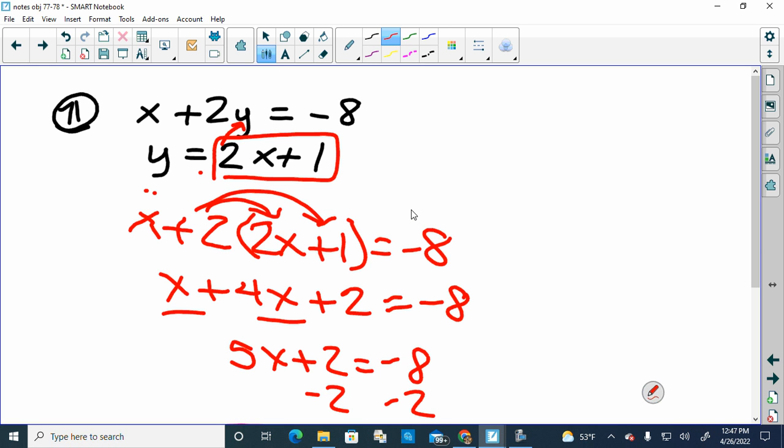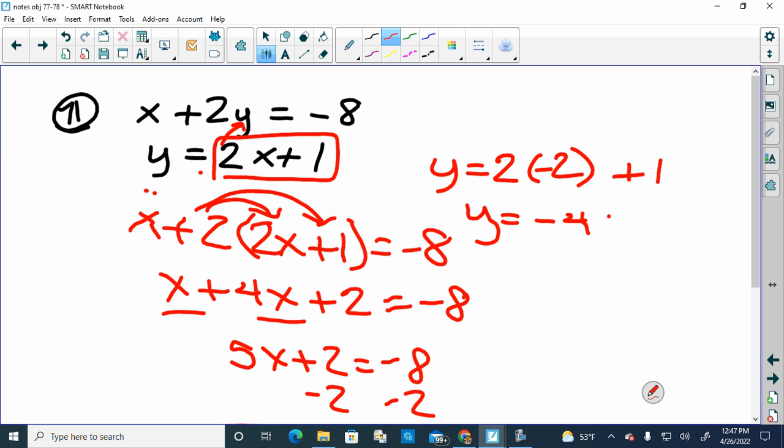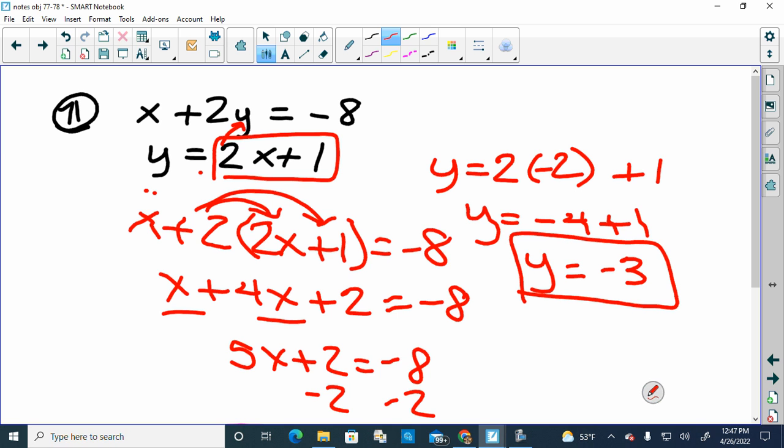Okay, so if I'm replacing that x, it would be y equals 2 times a negative 2, right? Because they're next to each other, plus 1. So that would be y equals a negative 4 plus 1, which would be a negative 3. So a -2 and a -3.